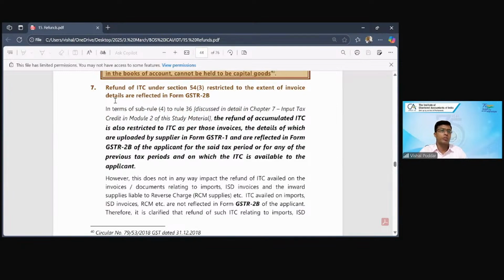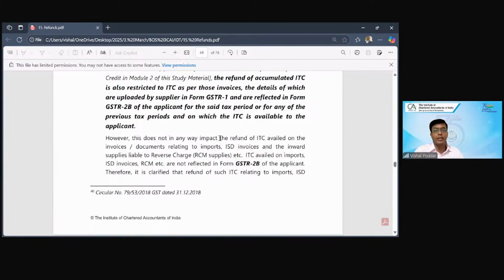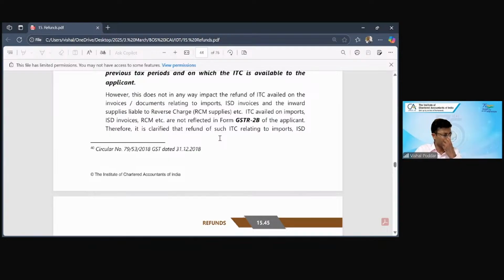Next restriction: since you are claiming the refund of accumulated ITC, in the ITC chapter itself there is a condition that you are eligible for that ITC when it reflects in your GSTR 2B. This will happen when your supplier files his GSTR 1 within the due date. Now, the same restriction they are applying for refund of this accumulated ITC. So when you are applying for refund of the accumulated ITC, you'll have to first prove that this ITC is also part of your GSTR 2B. If the ITC is not reflected in GSTR 2B, I will not allow you the refund of that accumulated ITC.